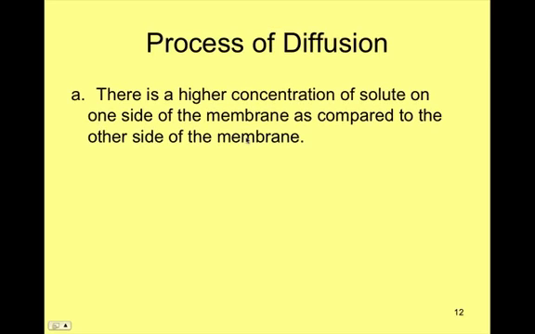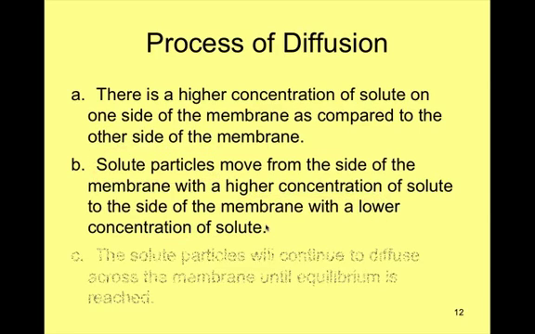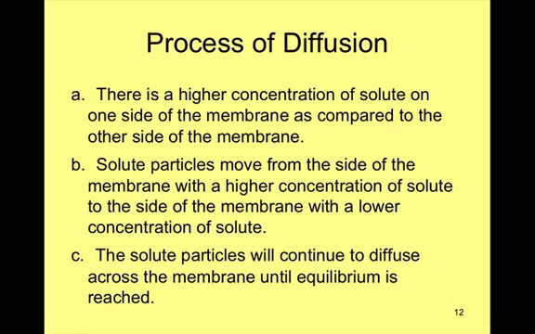So let's sum this up. Diffusion is, there is a high concentration of solute on one side of the membrane as compared to the other side. Solute particles move from the side of the membrane with a high concentration of solute to the side of the membrane with a low concentration of solute. One thing that you have to remember when we're talking about diffusion, we're talking about solute particles moving from high to low. The solute particles will continue to diffuse across the membrane until equilibrium is reached. So our goal is to have the same number on both sides.